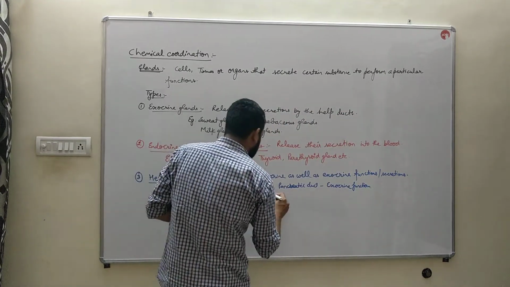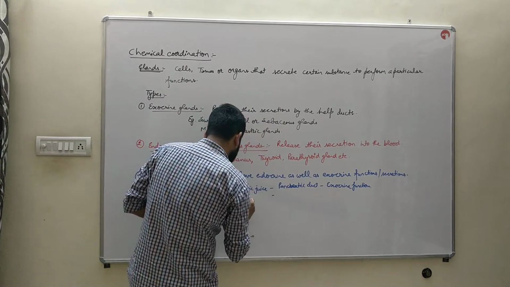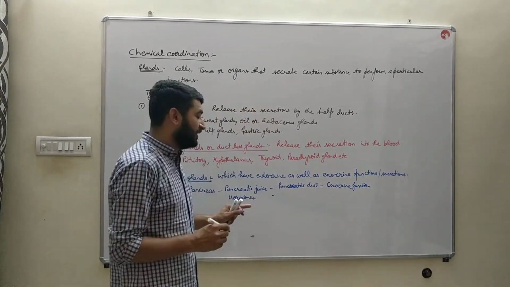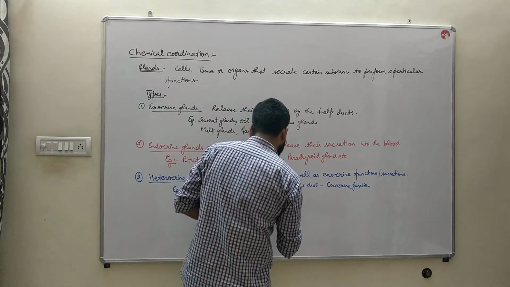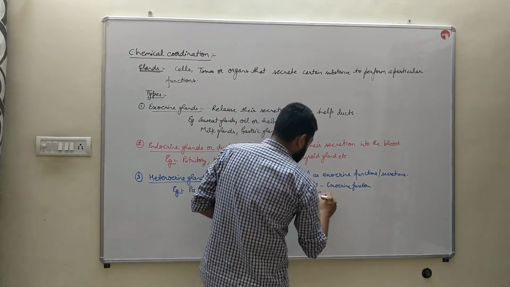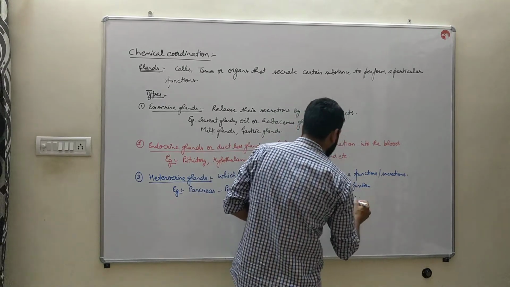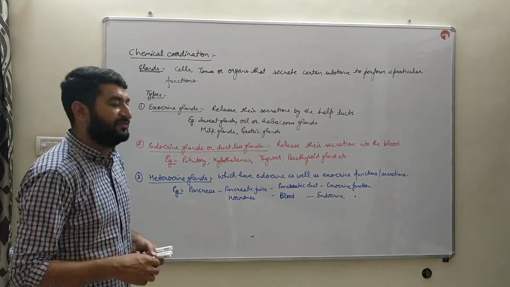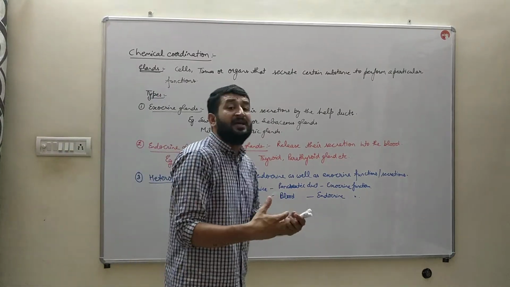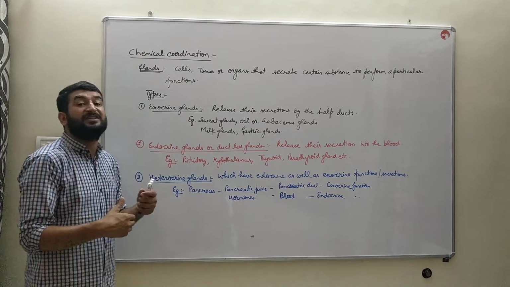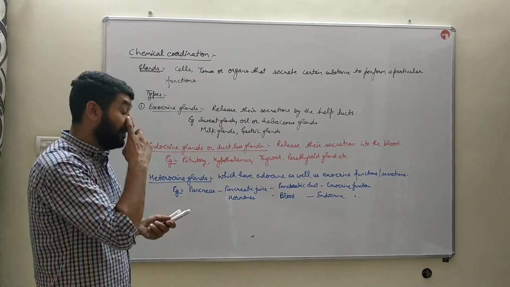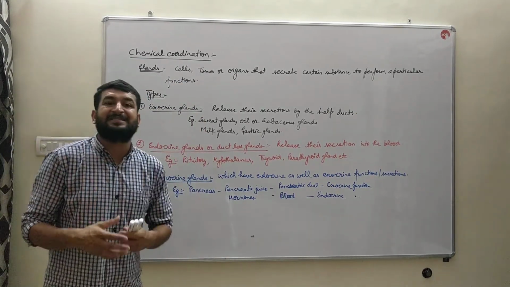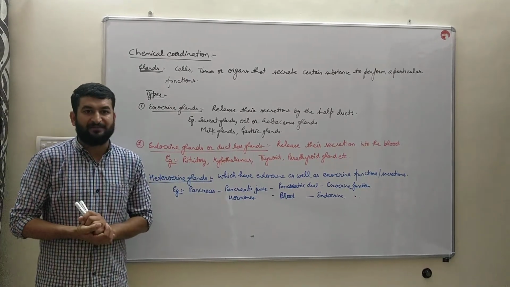The next one is it releases hormones. Two hormones released by pancreas, insulin and glucagon, are released into the blood, and that function is referred to as endocrine function. So the pancreas is an example of heterocrine gland, which performs exocrine function, secreting directly onto the target site by the help of duct, as well as it releases its secretion into the blood, and by the help of the blood it reaches its target site. So these are the three glands, that is exocrine, endocrine and heterocrine glands.